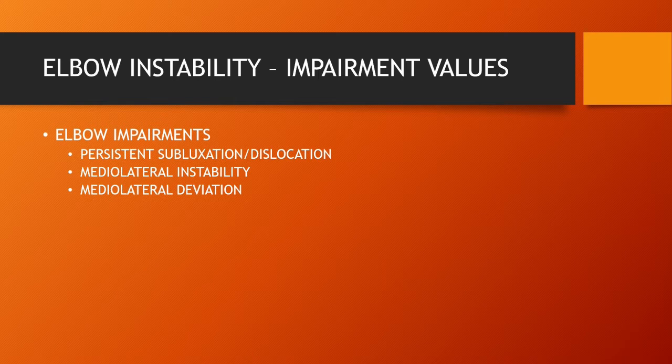Now, as far as impairment ratings are concerned, the AMA Guides provide permanent impairment rating values for persistent subluxation and dislocation of the elbow, and then also specifically for mediolateral instability, and then also what is referred to in the AMA Guides as mediolateral deviation. Okay, so let's go into the descriptions of these and the permanent impairment values for these.